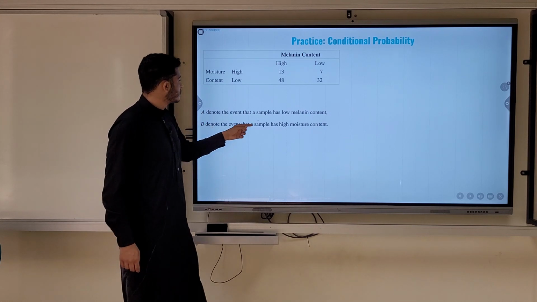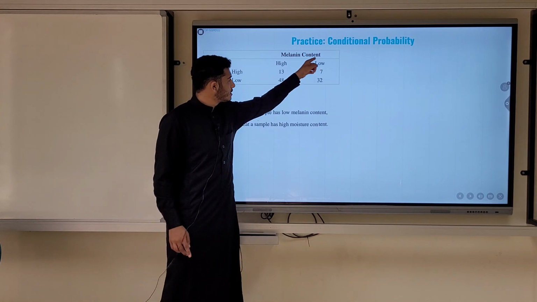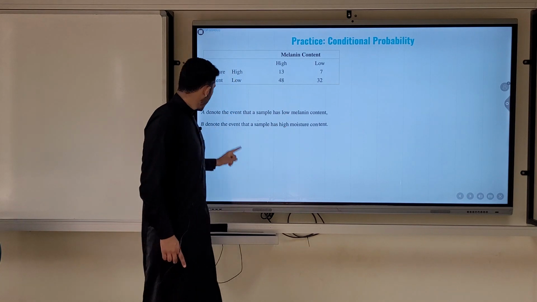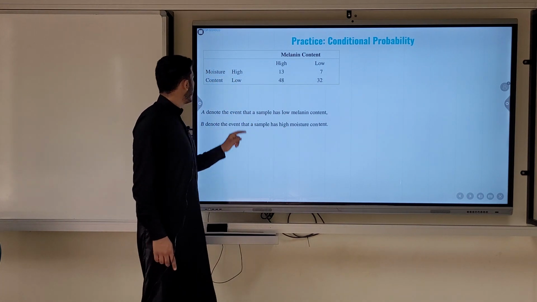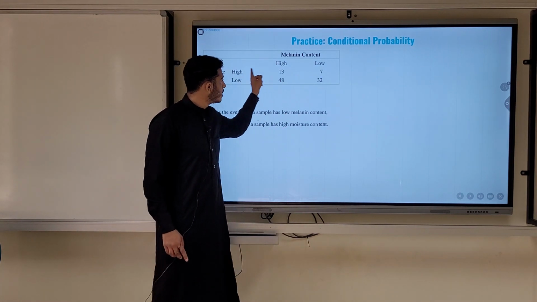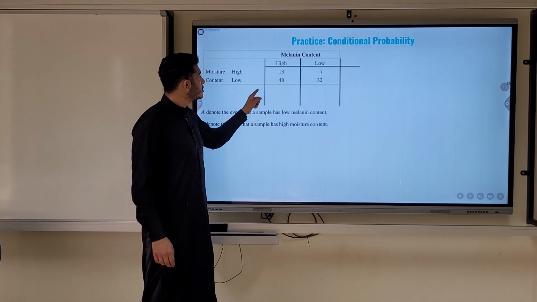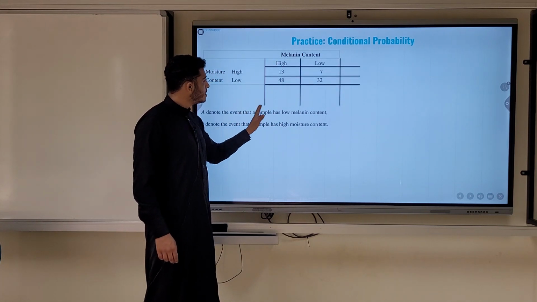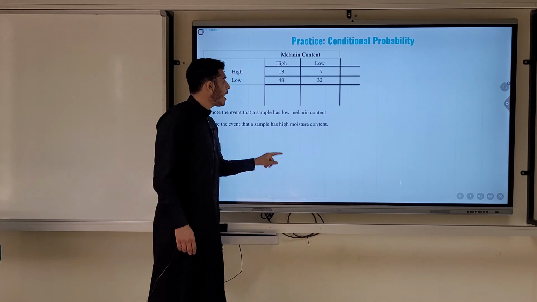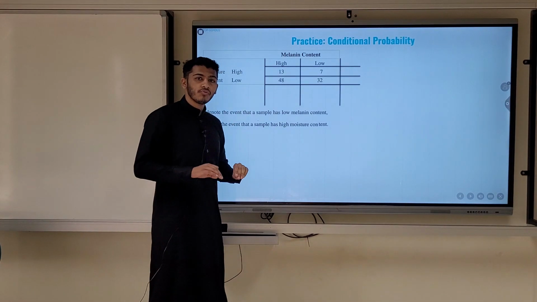A, we said, denotes the low melanin, and B denotes the sample with high moisture, which is here. I like to do this in a table, so I can sum these numbers and get definite numbers.